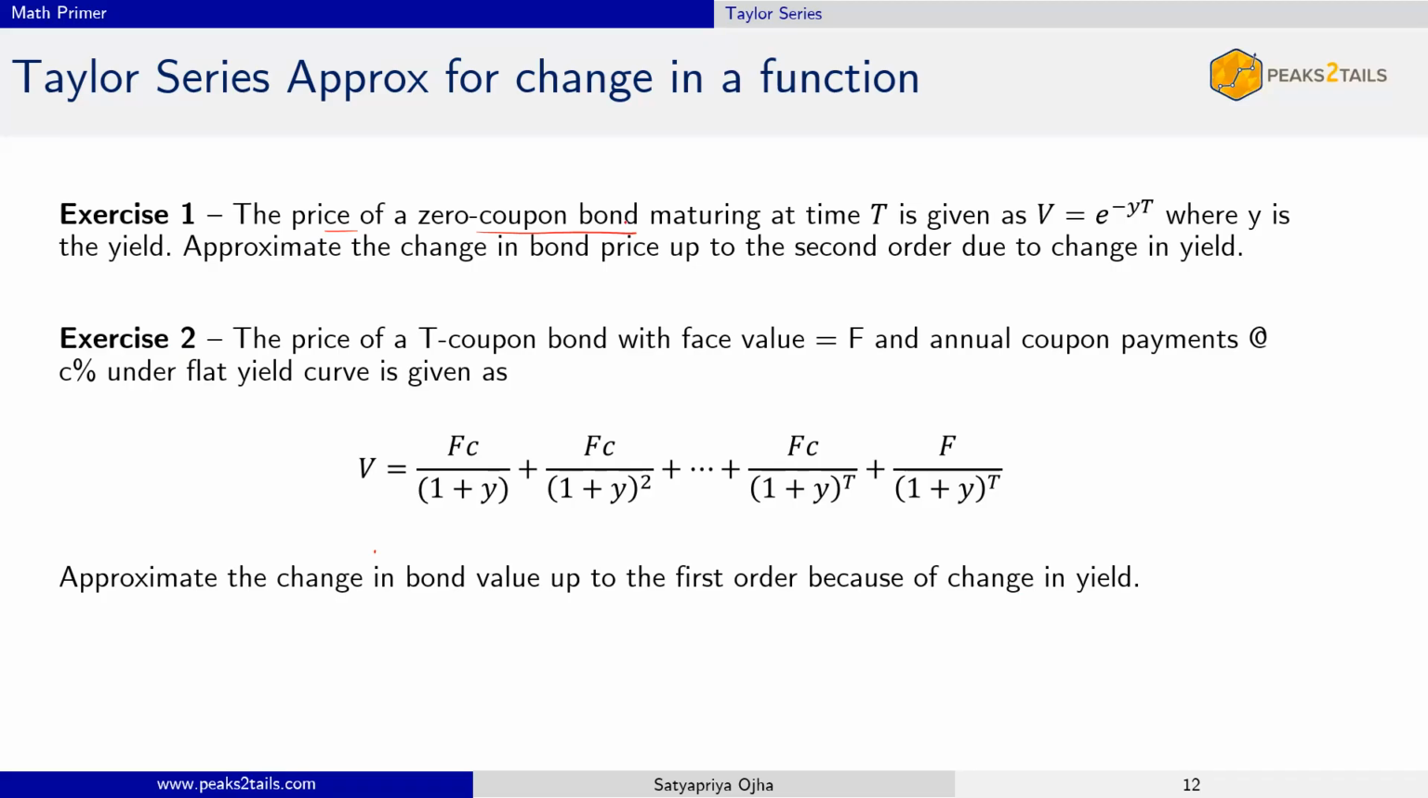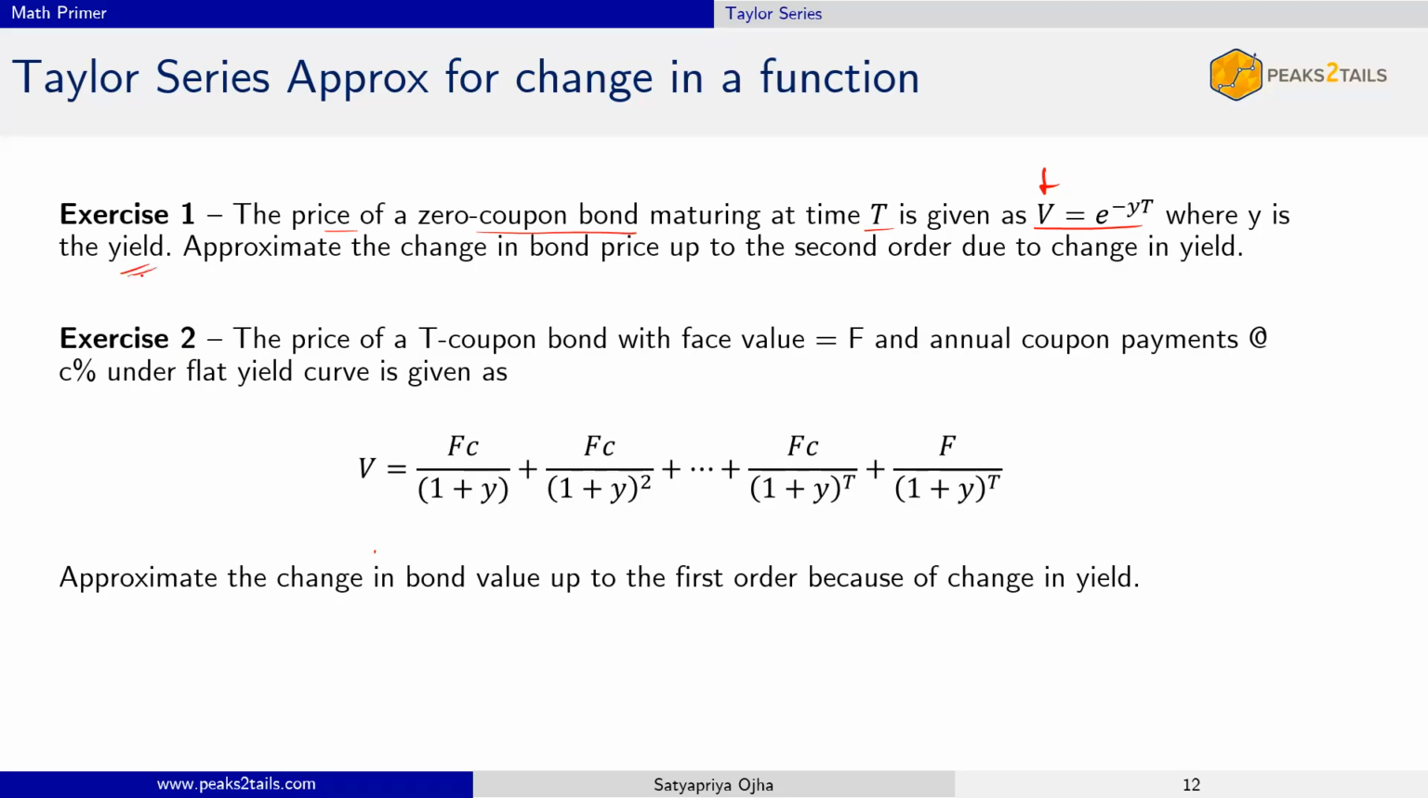The price of a zero coupon bond maturing at time T is given by this. Don't worry about pricing. It's just a function. The left-hand side is a function. The right-hand side has some variables. Capital T is fixed. It is time till maturity. It is fixed in the sense that right now, today, it is capital T. It is not changing. With time, yes, the time to maturity will change, but we are not bothered about that right now. We'll consider that capital T is fixed.